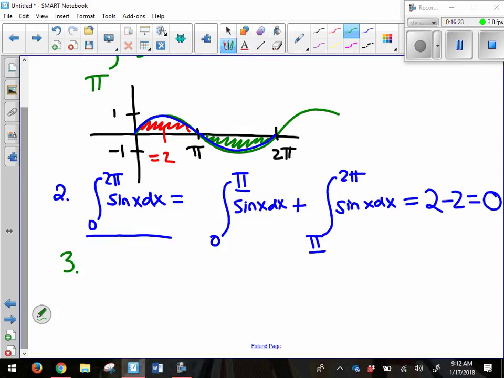How about number 3? What does number 3 ask us for? Zero to what? Still sine x dx. So now I want that area because this is going to be halfway through and it'll be pi over 2. So what do you think the integral is going to be? 1. It's going to be half of 2 because I'm only using half of that nice symmetric curve.